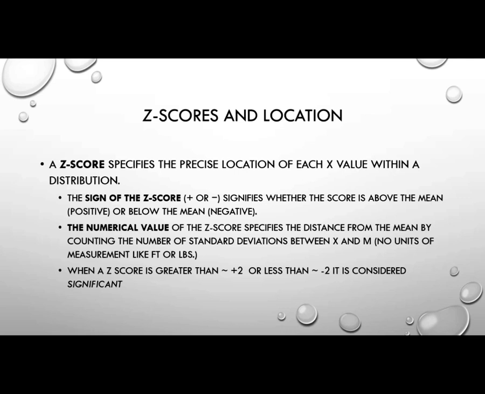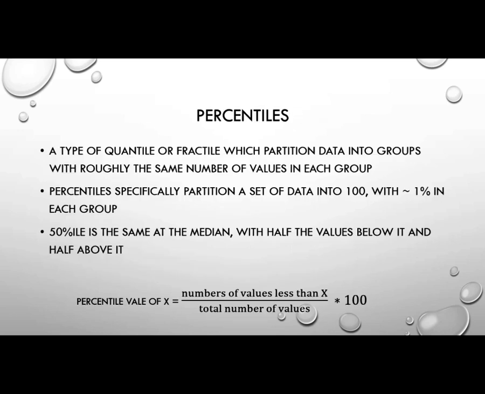So in a standard normal z-score distribution, the mean is equal to 0 with a standard deviation of 1. And when a z-score is positive, it's to the right of the mean, which is 0, and if it's negative, it's to the left of the mean.